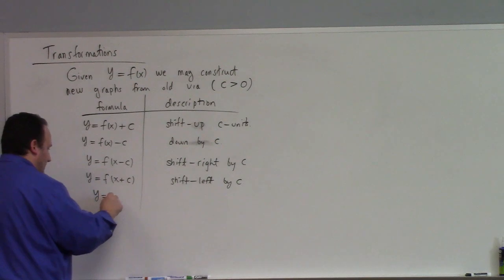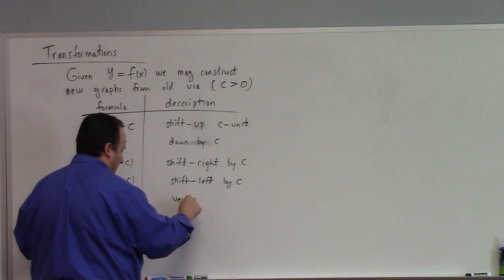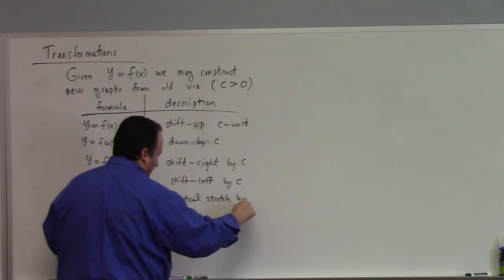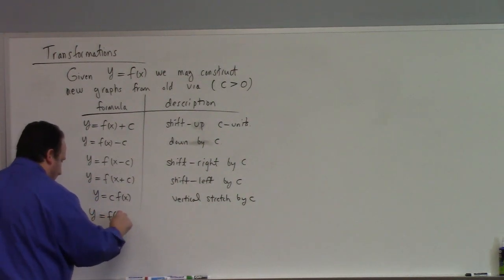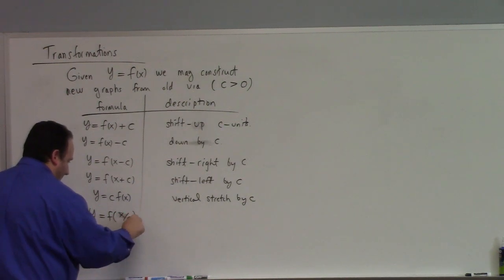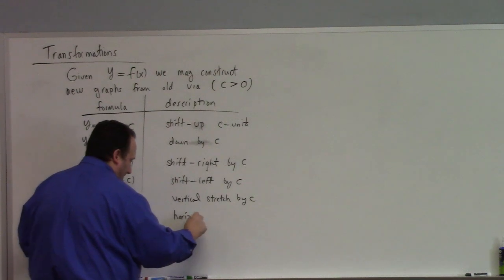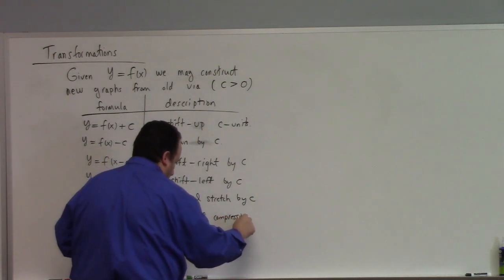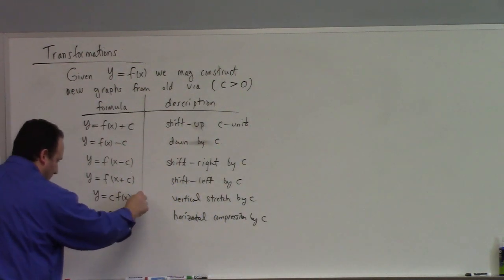If we have y equals c times f of x, this is a vertical stretch by c. If we have y equals f of x divided by c, this is a horizontal compression by c. And then finally, two more.